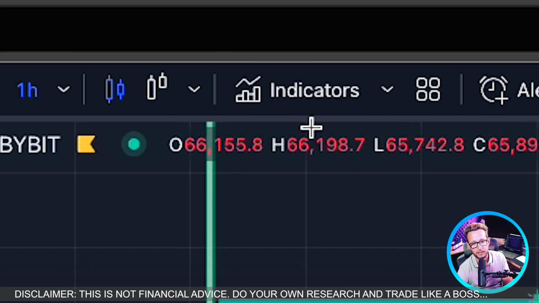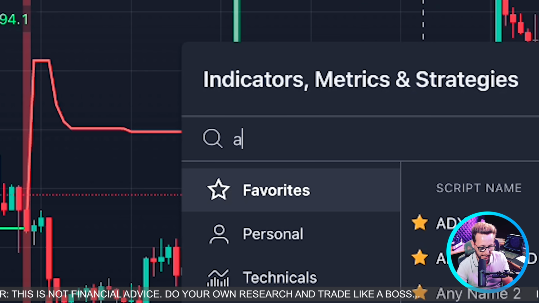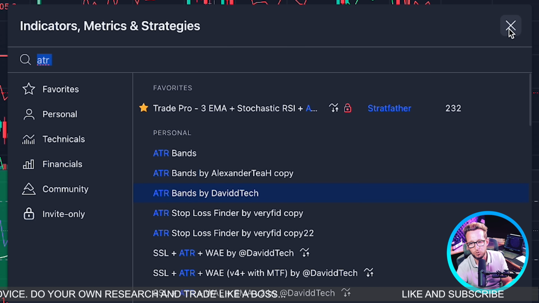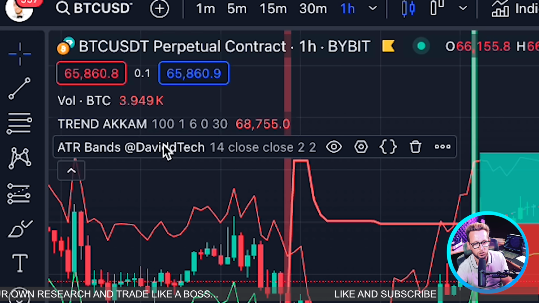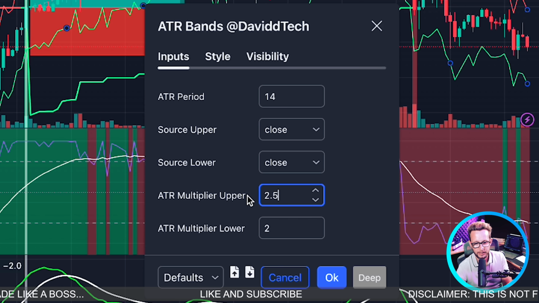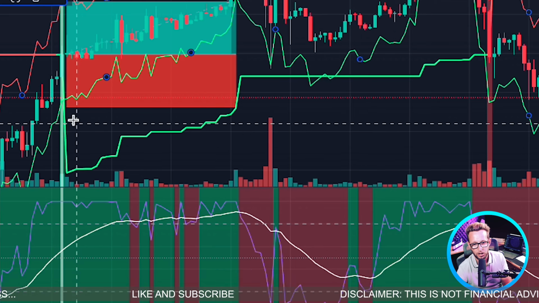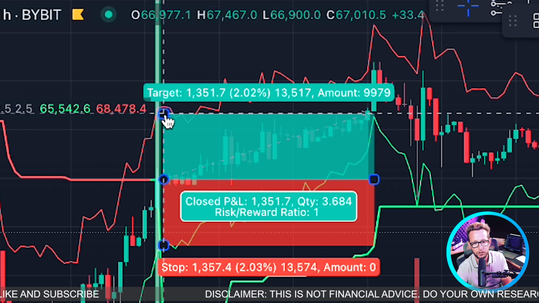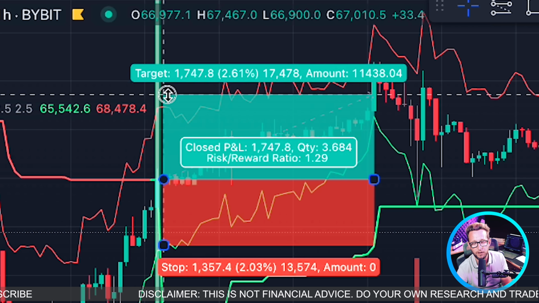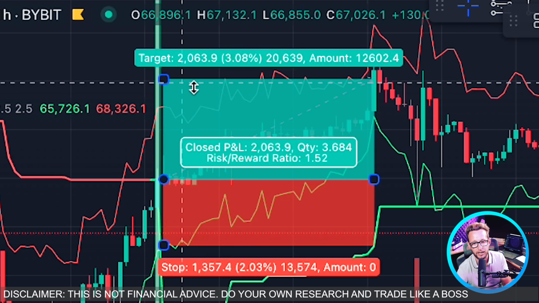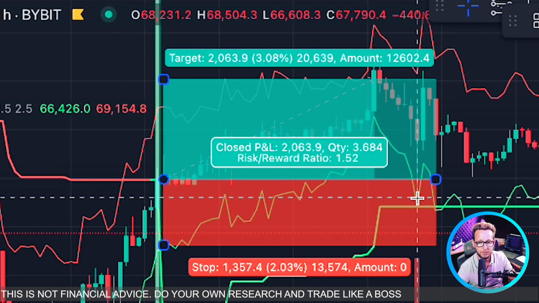Now for taking stop losses and take profit, we're going to add the ATR bands by David Tech, this one just here. Like I said earlier, all these indicators can be found on davidtech.com for free. We're going to add the multiplier, and we're going to set that to 2.5. Our stop loss will be set to the ATR bands, and we're looking for a risk to reward of around 1.5. We will adapt depending on how volatile the coin actually is. As you can see, that would have been an absolute perfect win.